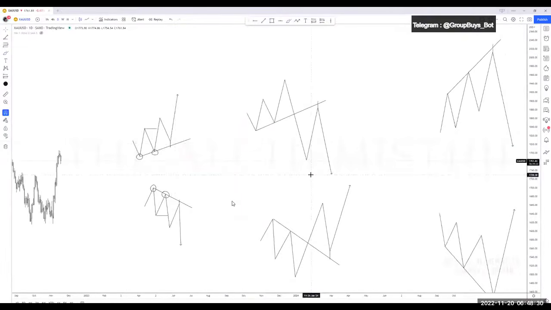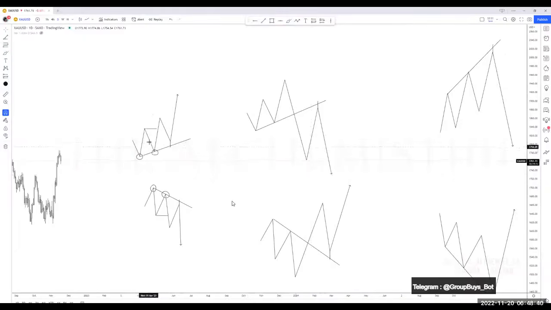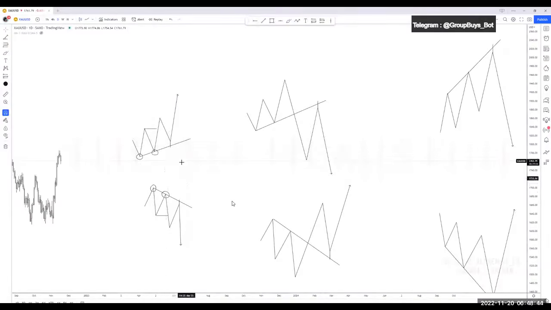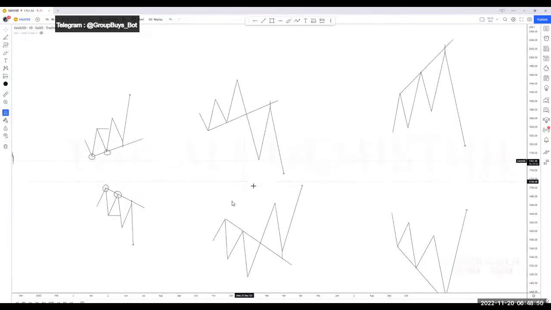The first and second touch always have to be engulfing candles. And the second point has to break structure. That is when we call it a very high probability trend line. It will turn into a good trend line.